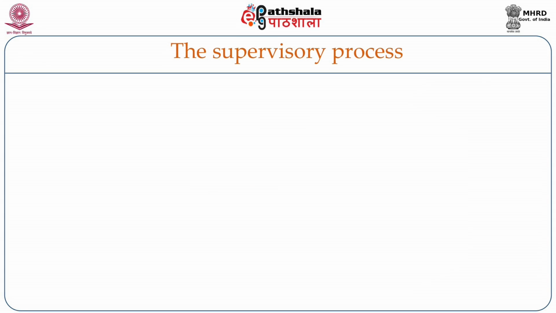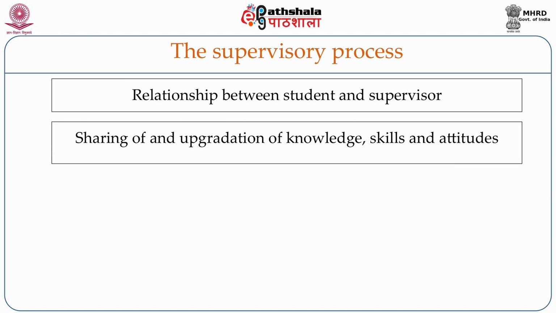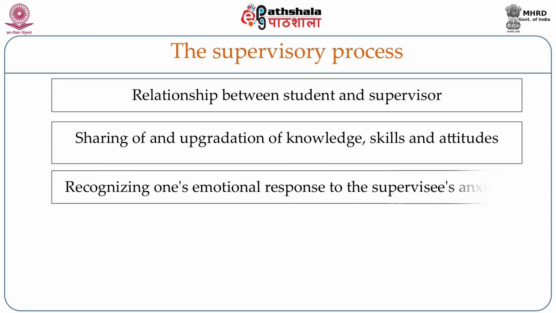Now that we have understood the roles that supervisors play, the supervisory process entails a relationship between the student and the supervisor. There is a sharing of knowledge, skills, and attitudes. There is an upgradation of knowledge, skills, and attitudes. And there is also a recognition that one's emotional response to the student learner needs to be taken into account. It has been mentioned a while ago that students are sometimes anxious about the field and the field realities. So it becomes the supervisor's role to enable the student through this process.